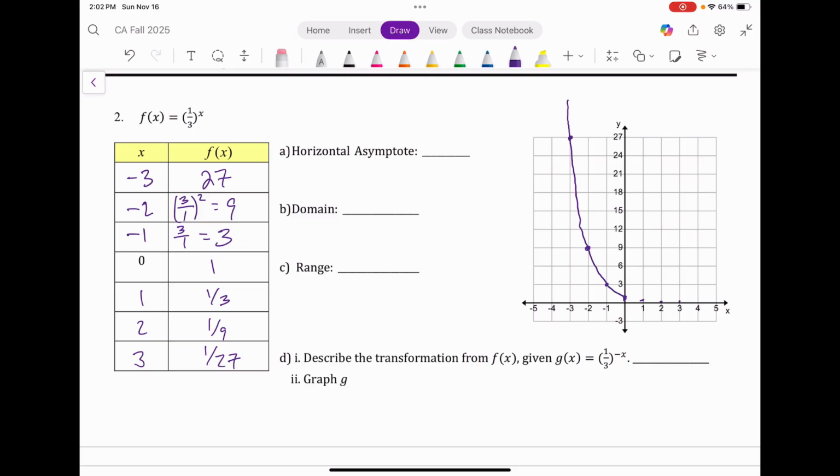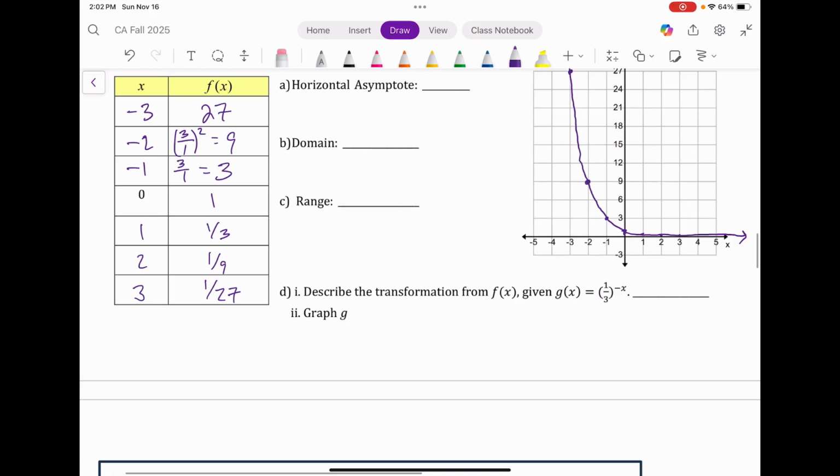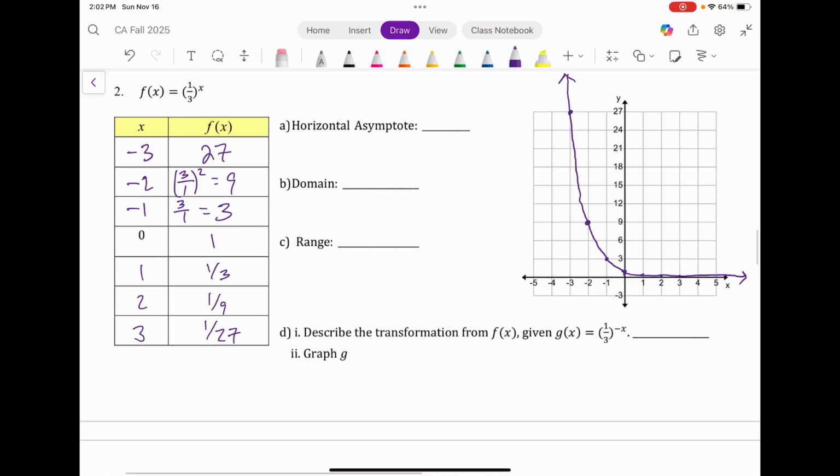You might have heard of exponential decay in a previous class, so this is an example of decay, where the previous graphs are exponential growth, which we'll get into in a future section. So the horizontal asymptote is y equals 0. The domain is all real numbers. The range is 0 to infinity, not including 0.